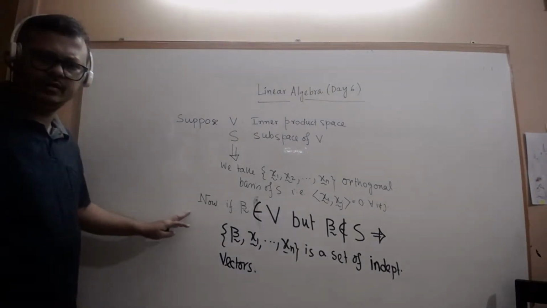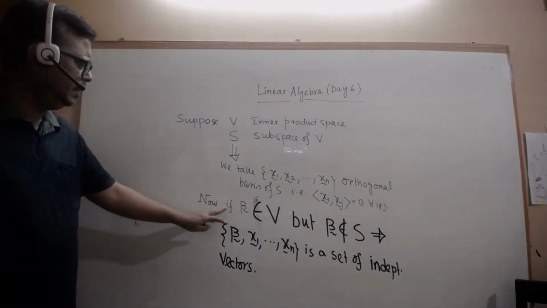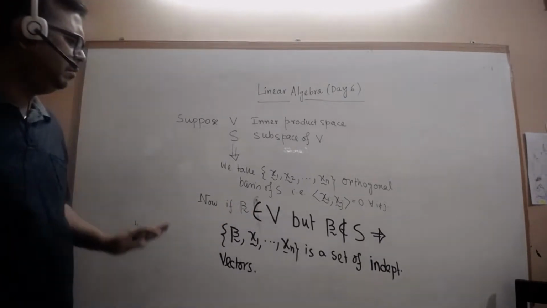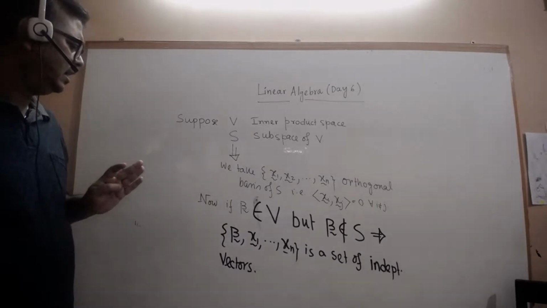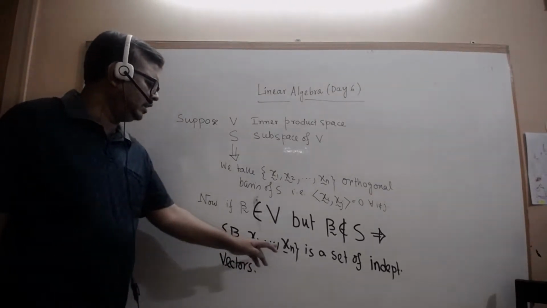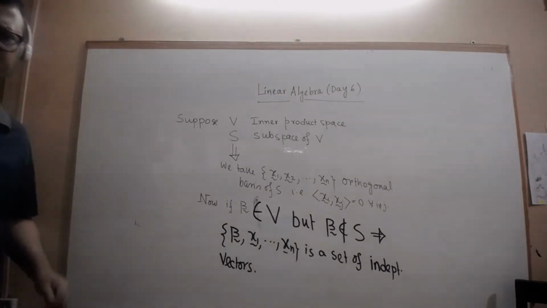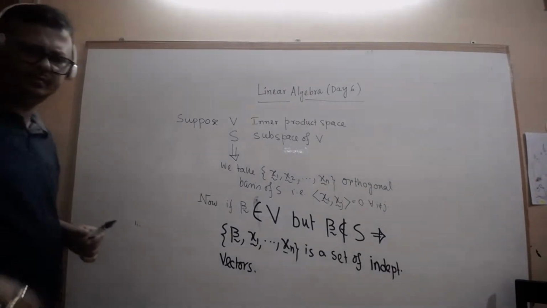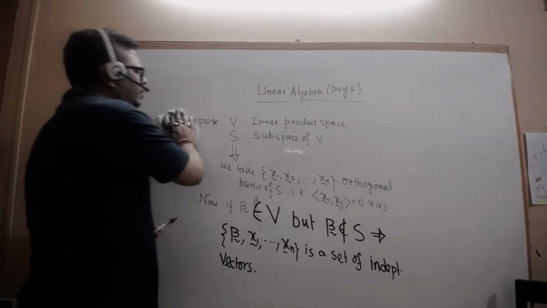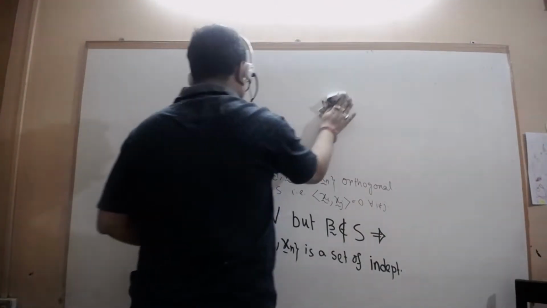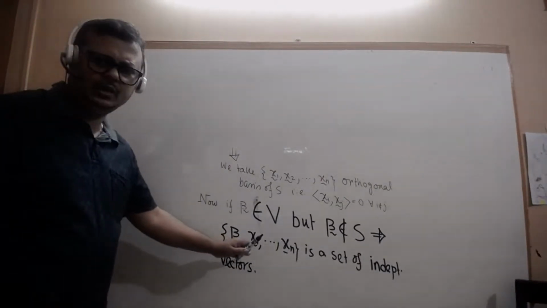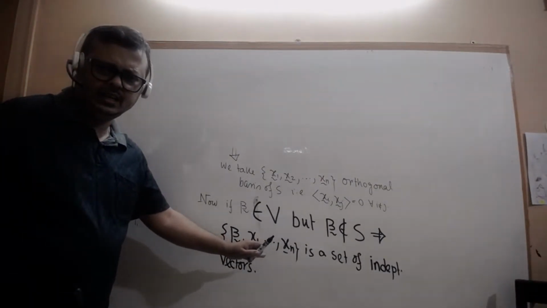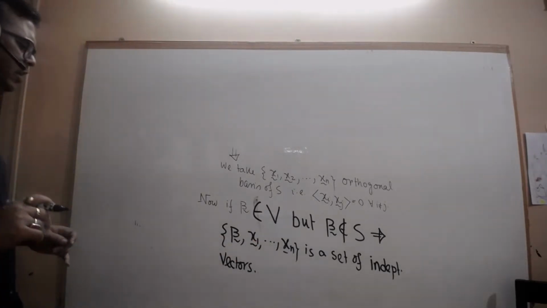So, do you agree with this statement? If beta curl is any vector belonging to V but beta curl does not belong to S, then beta curl, x1 curl, ..., xn curl is a set of independent vectors. Do you agree with this statement? Please tell me.